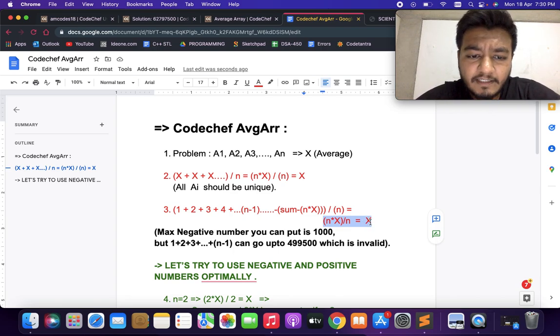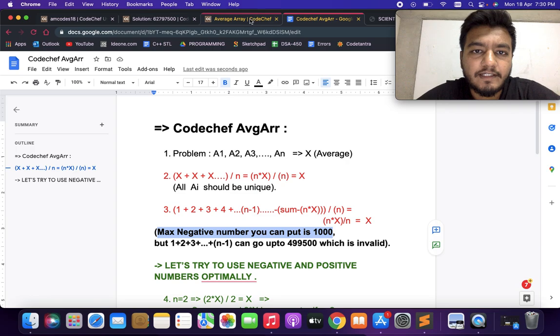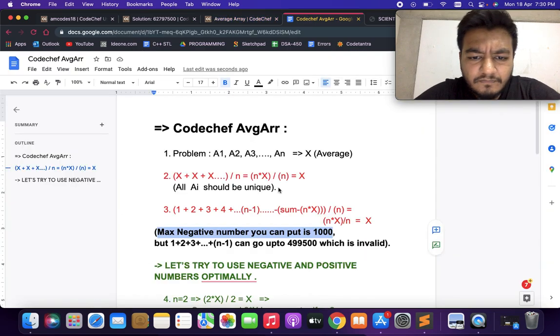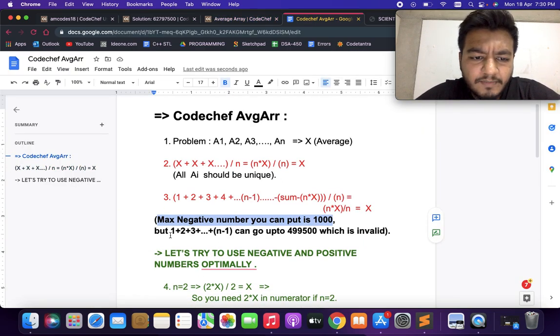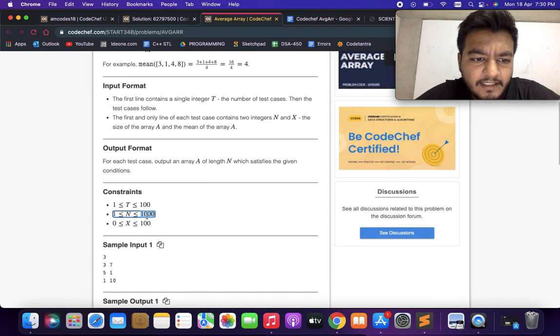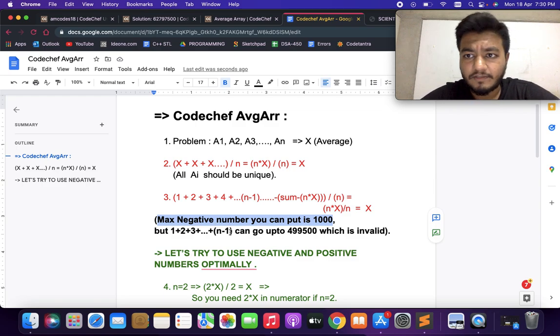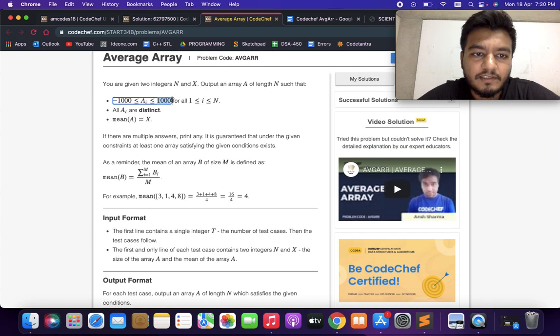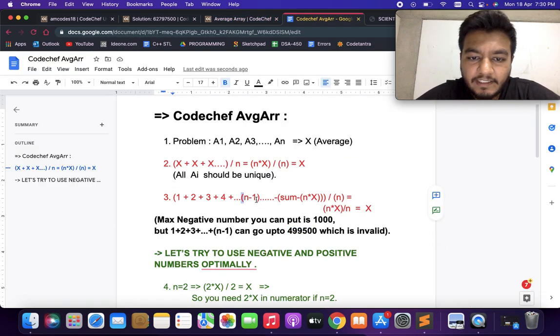But this is again invalid because it's given in the constraints that the max positive or negative number which you can put is 1000. And n is at max 1000. So if you do 1 plus 2 plus 3 up to n minus 1, so if n is 1000, 1 plus 2 plus 3 up to 999, it will be 4,99,500, which exceeds 1000. It's given that the max number you can put is 1000, and the max negative number also. So you cannot put minus 4,99,500 here.